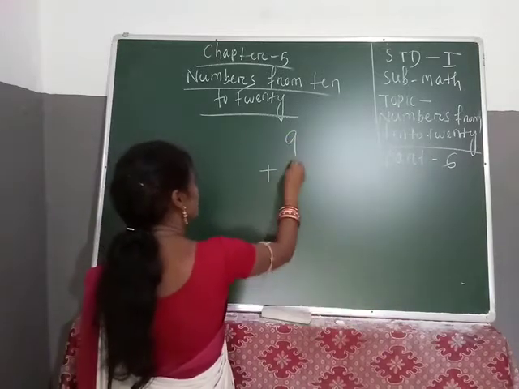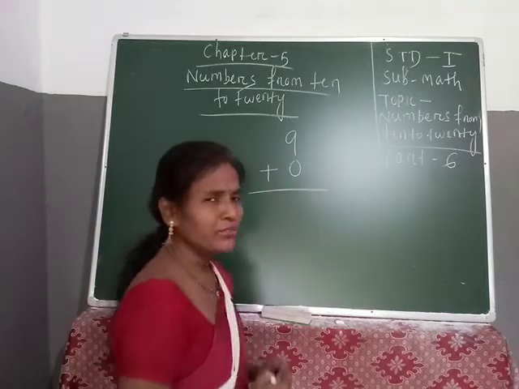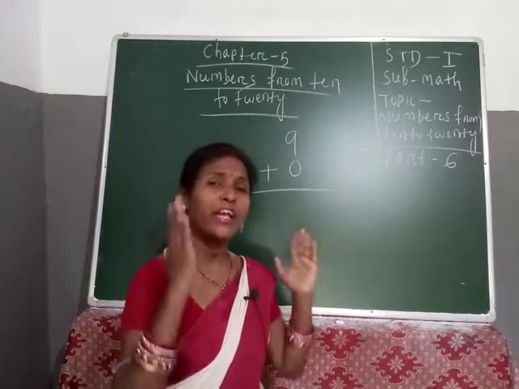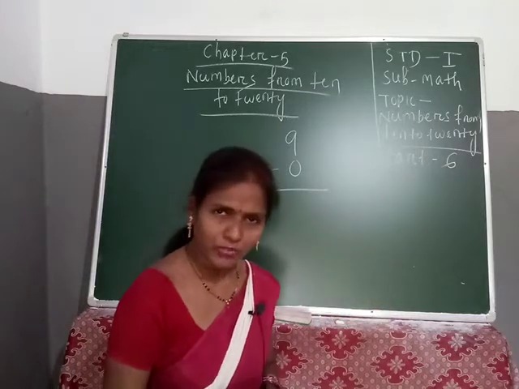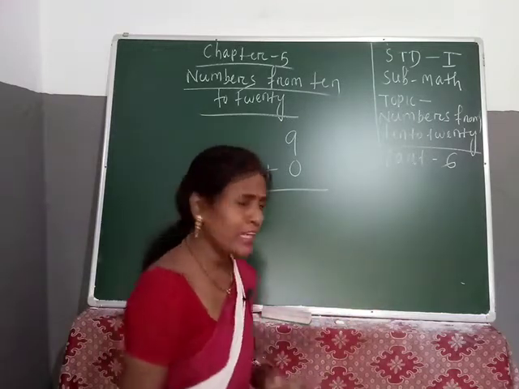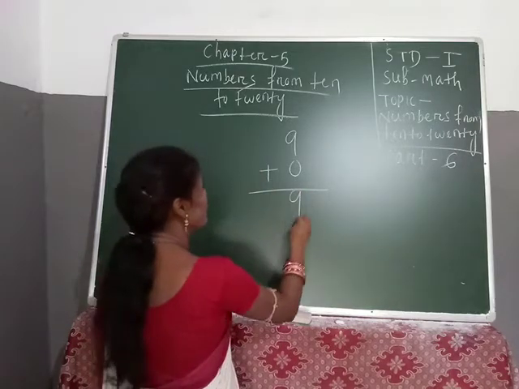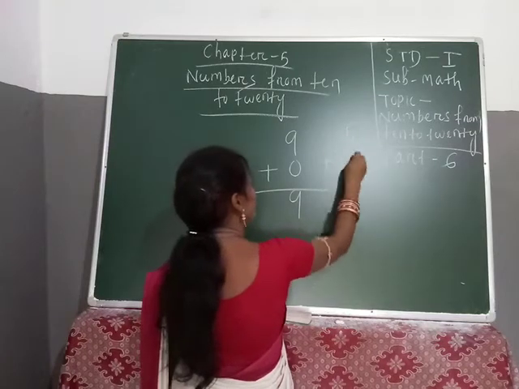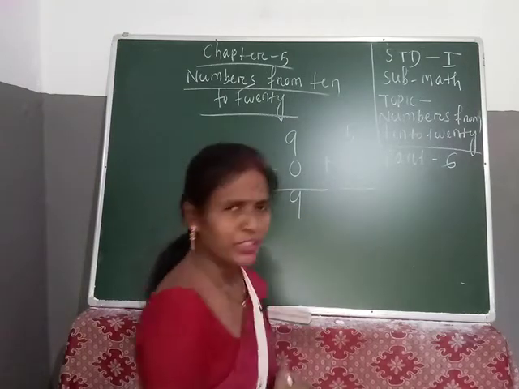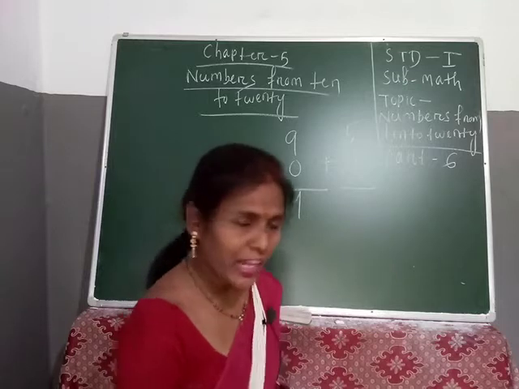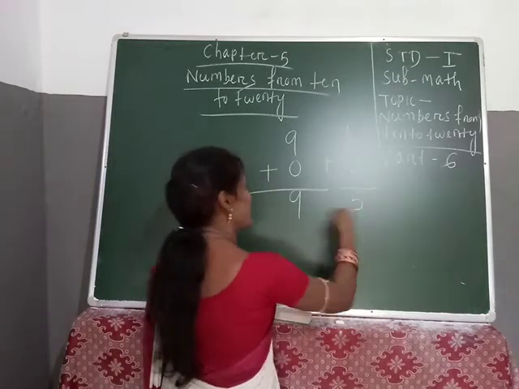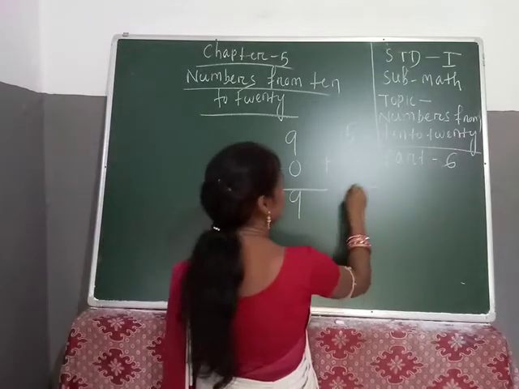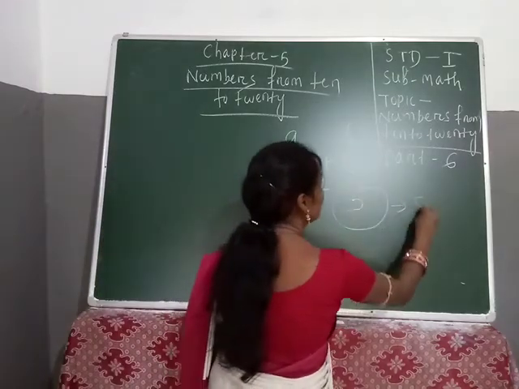Next we will do 9 plus 0. You know students, when I told you that if you add 0 to any number, the result will be the number itself. So this is 9. Then if I write 5 plus 0, tell me students, what is the answer? Yes, the answer is 5. And one thing I want to tell you, listen, this is known as your sum.